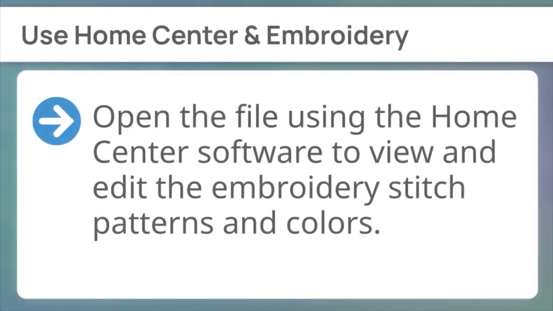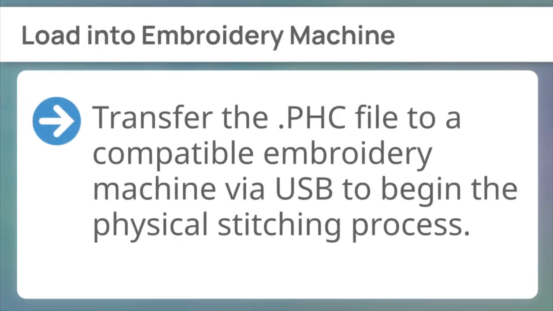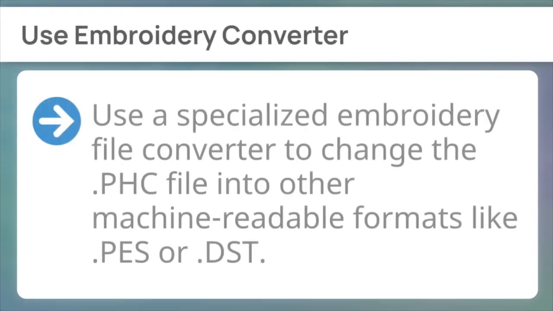Open the file using the Home Center software to view and edit the embroidery stitch patterns and colors. Next, load into Embroidery Machine. Transfer the PHC file to a compatible embroidery machine via USB to begin the physical stitching process. Finally, use Embroidery Converter. Use a specialized embroidery file converter to change the PHC file into other machine-readable formats like .pes or DST.